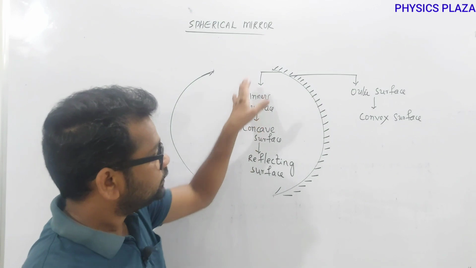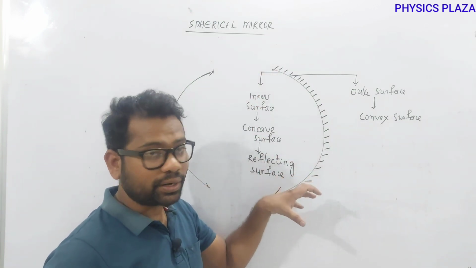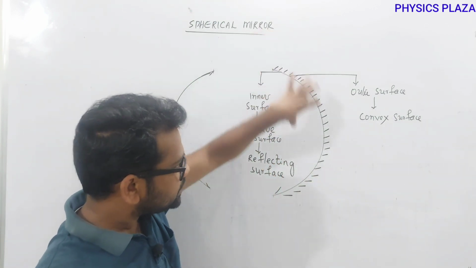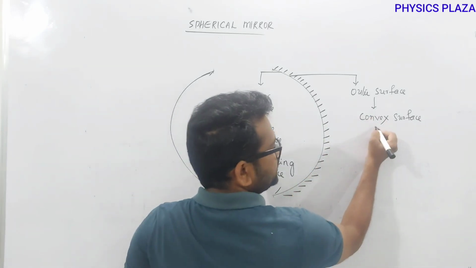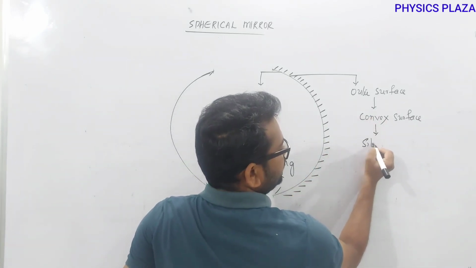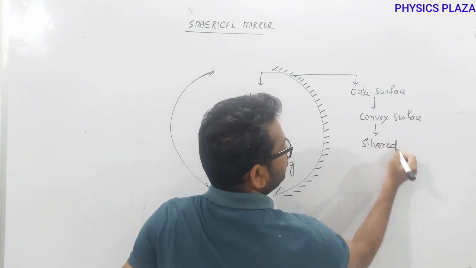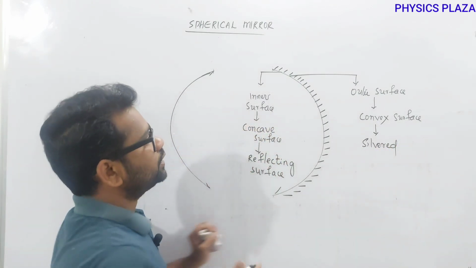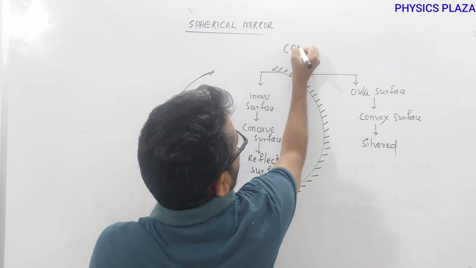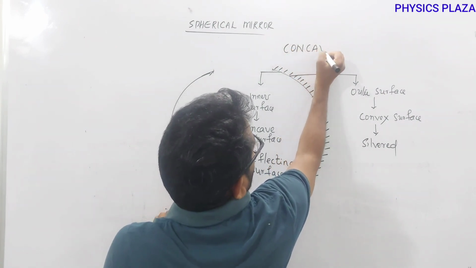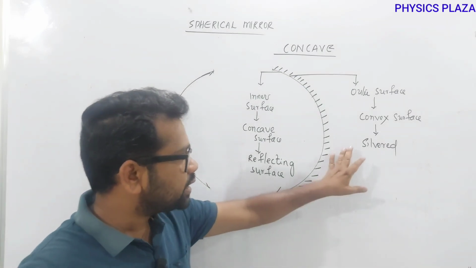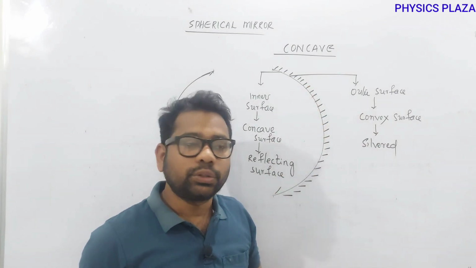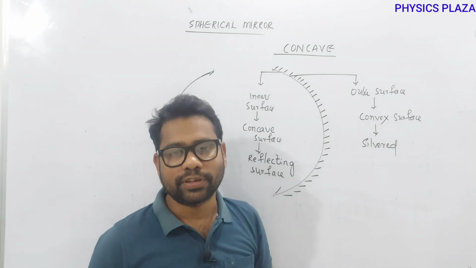So children, the mirror, it's very, very important. If in a particular curved surface the outer side is silvered, so that the inner side acts like a reflecting surface, such a mirror is called, children, a concave mirror. Very, very important. For a concave mirror, the outer side is silvered, so that the inner side acts like a reflecting surface.